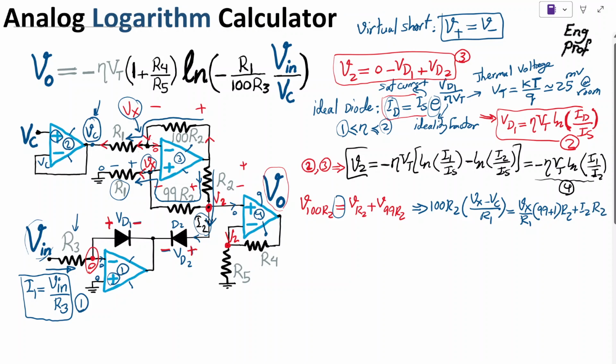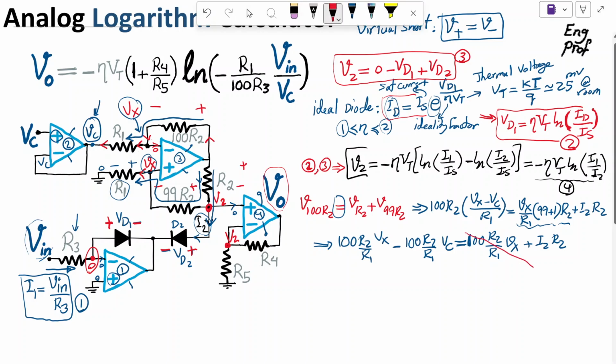Great. What is the benefit of writing this way? Well, immediately we can see the benefit. If I clean it up so that you can see, Vx divided by R1, and then we have negative 100 R2 over R1 times V control equal to 100 R2. So I am dealing with this portion, which is 100 R2 over R1 Vx, and then plus I2 R2. Well, the nice thing is, as you can see, this portion cancels out this portion. So as a result, I get simply I2 R2 equal to this value.